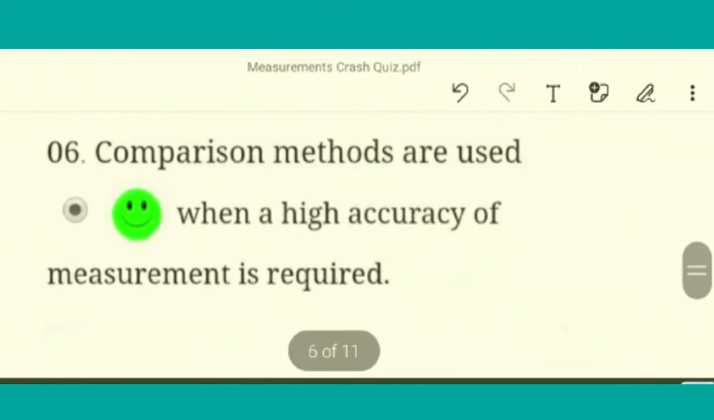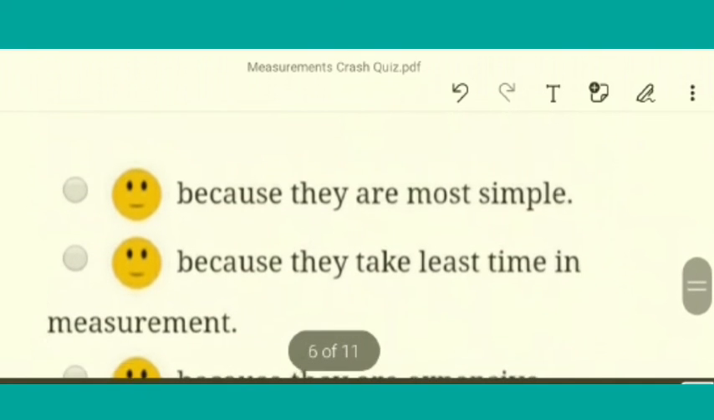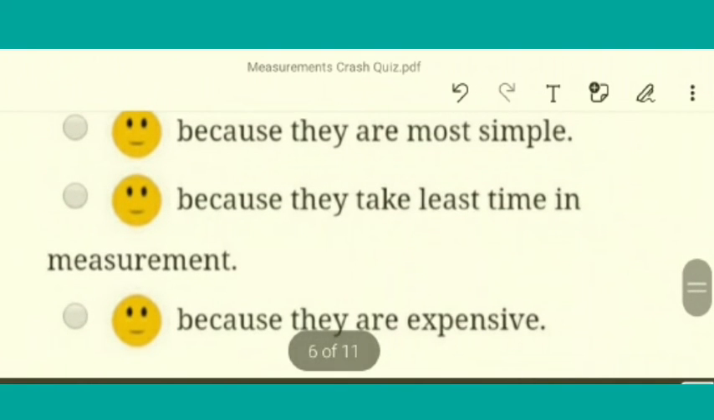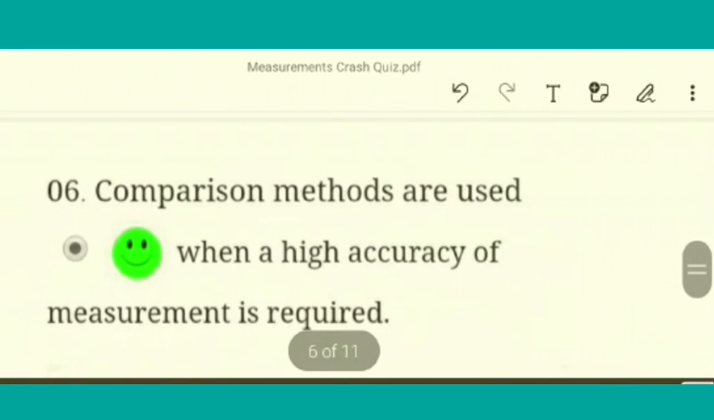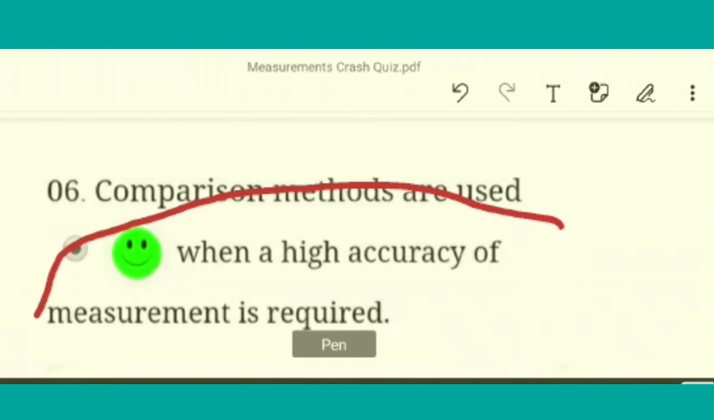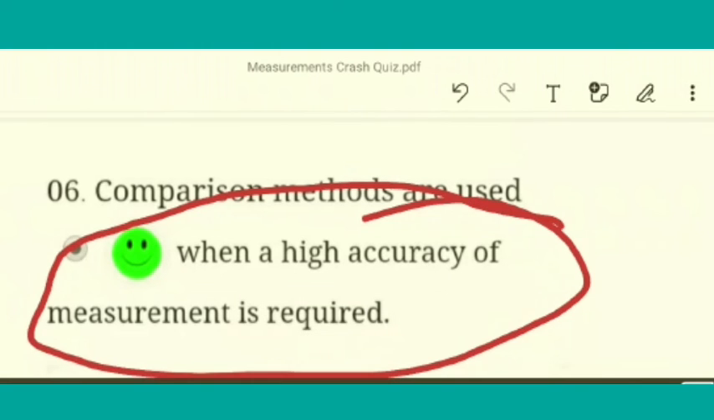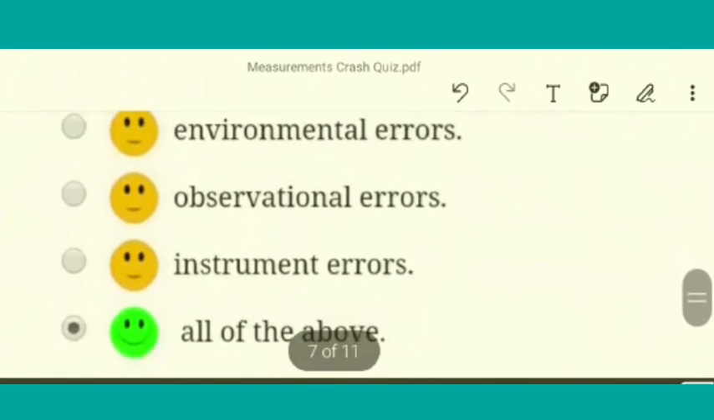Now moving towards our next question. Our next question is, comparison methods are used for what? The options are: when a high accuracy of measurement is required, because they are more simple, because they take least time in measurement, because they are expensive. We all know that comparison method means we are comparing an unknown quantity with a known quantity whose value we know. So comparison methods are used when a higher accuracy of measurement is required. So our option A will be the correct answer.